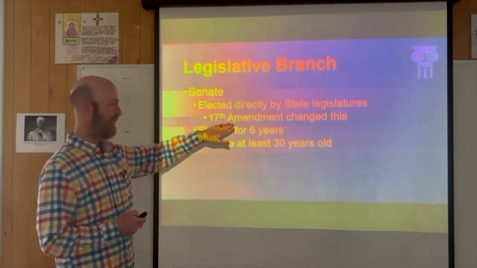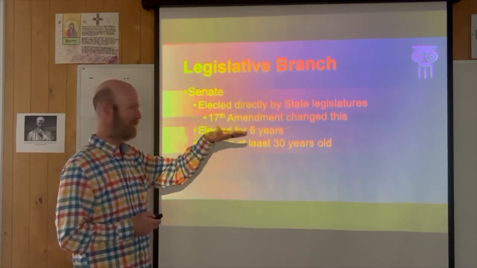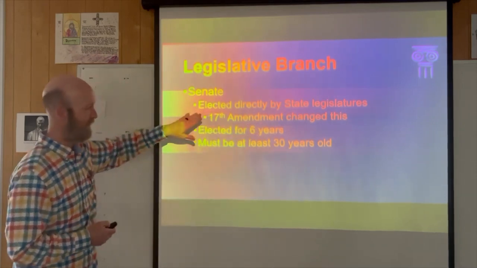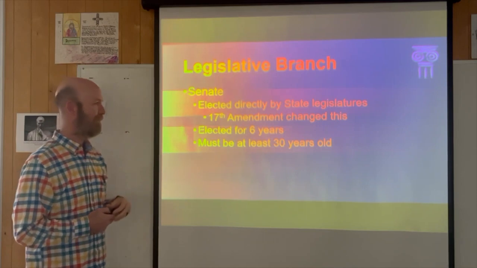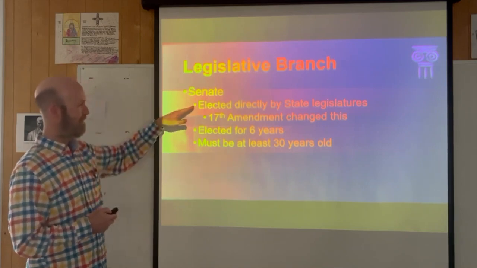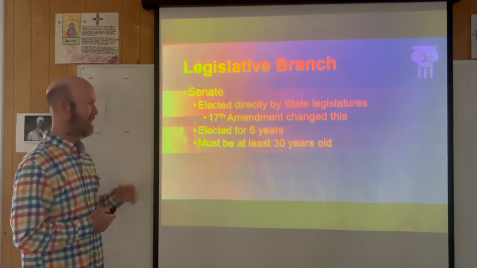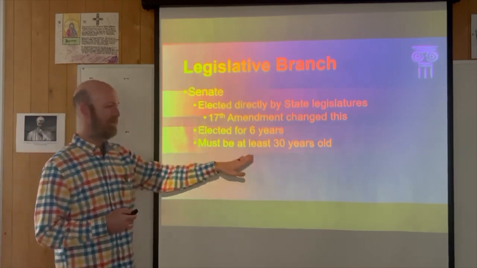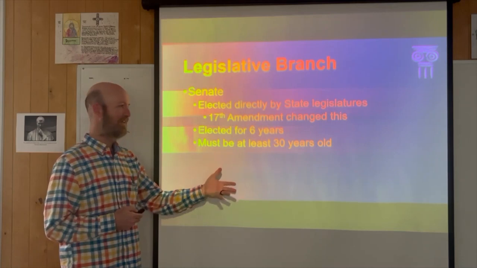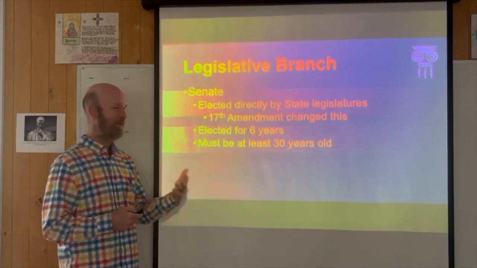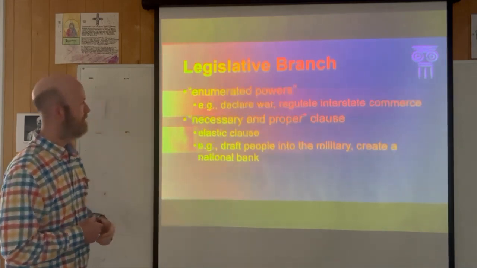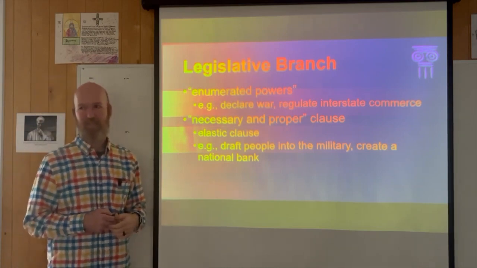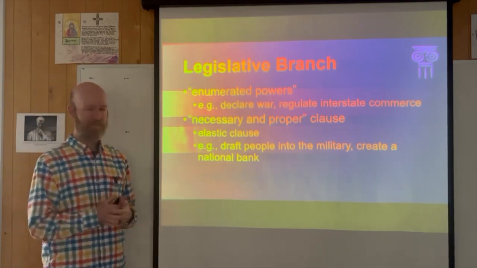But this all changed with the 17th Amendment. Now we elect senators directly, and this has had some pretty big impacts on the government over time. But originally, legislatures elected senators. They're elected for 6 years, and they also have to be 30 years old. A little bit older. Again, they're supposed to be a little bit more mature, a little bit wiser. Is it still 6 years? Yes. Still 6 years for senators, yes.